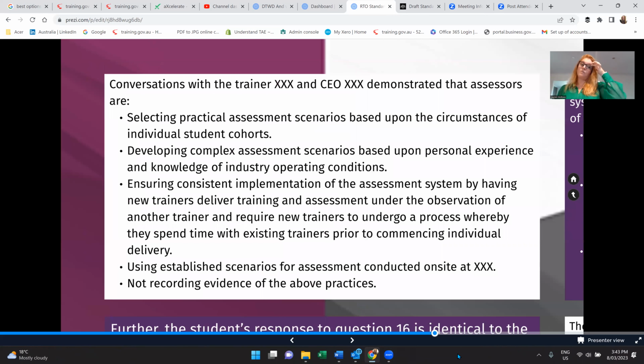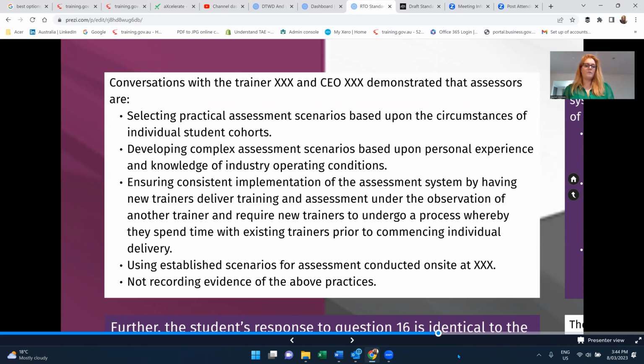Conversation. So this was actually a really good comment to see on an audit report. Conversations with trainer X and CEO X demonstrated that assessors are selecting practical assessment scenarios based on individual cohorts, developing complex scenarios based on personal experience and knowledge of industry operating conditions, ensuring consistent implementation of the assessment system by having new trainers delivering training and assessment under observation of another trainer, using established scenarios, but just not reporting the above practices. So in this particular case, the regulator was saying, we can see you guys are really trying to do the right thing. You're just not documenting it strongly enough. You're not recording that evidence strongly enough. That was actually a positive thing, because they were saying, we can see that you're trying to do the right thing. We just need you to tighten up the evidence component.